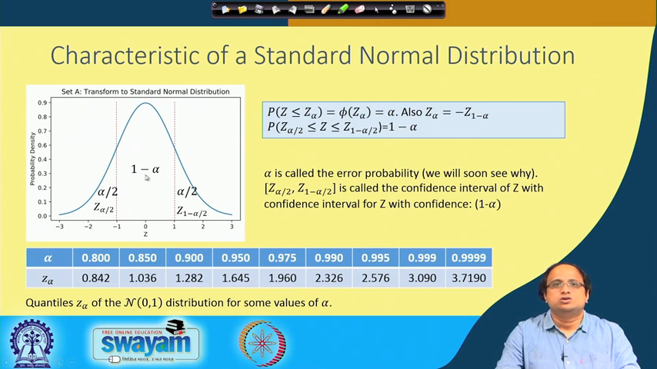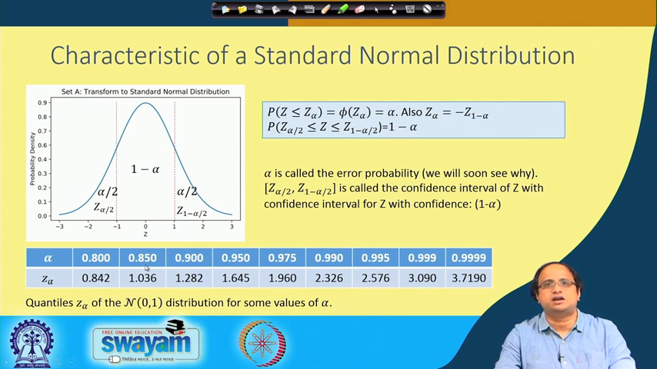Okay. So, therefore, what we will see is why we call alpha the error probability. I will explain very soon why, but let me state here that this closed region from Z alpha by 2 to Z 1 minus alpha by 2 is called the confidence interval of Z with a confidence of 1 minus alpha.